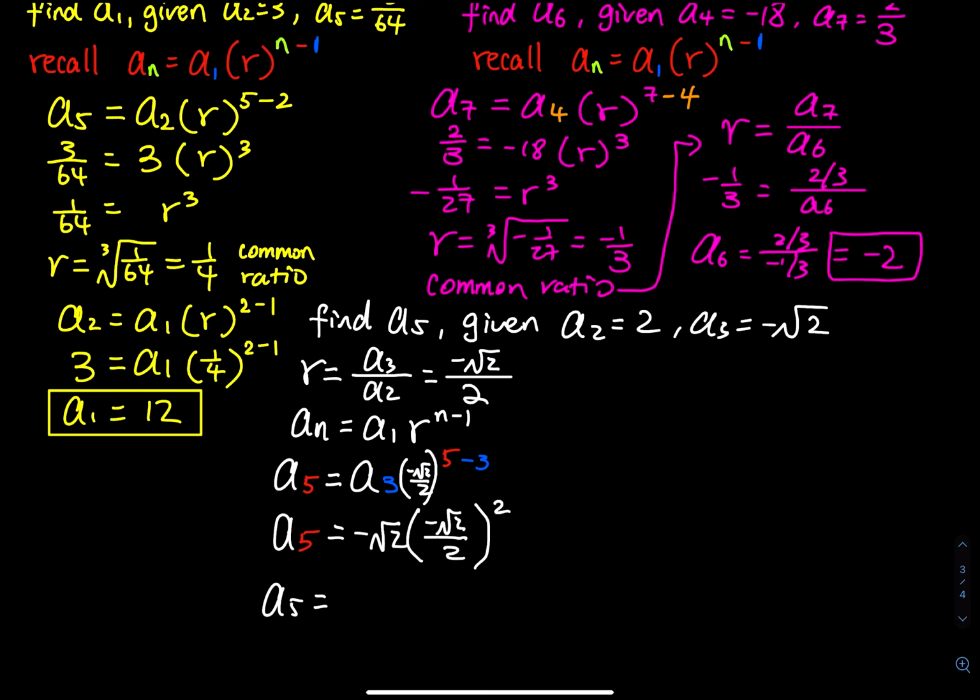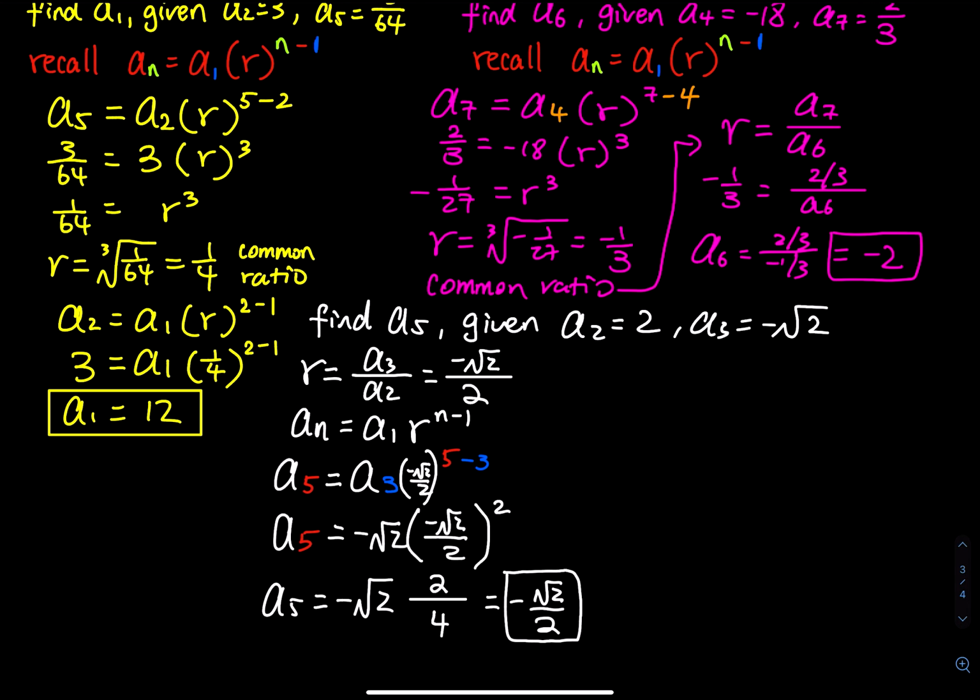Oh no, there is a square, huh? There is a square. So you have a -√2 squared. This is going to be a 4, and then this is going to be a 2. And then what do you get? The 2 and the 4 becomes 1/2. So a5 is equal to -√2 over 2. So that is your a5.